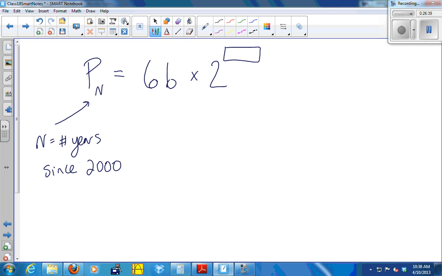Close. That exponent is the number of sets of 45 years that have passed. N is just the number of years that have passed. How do you figure out, given the number of years that have passed, how many sets of 45 there are? Divide by 45. If it was 120 years, we divided that by 45 to get the number of times you double.